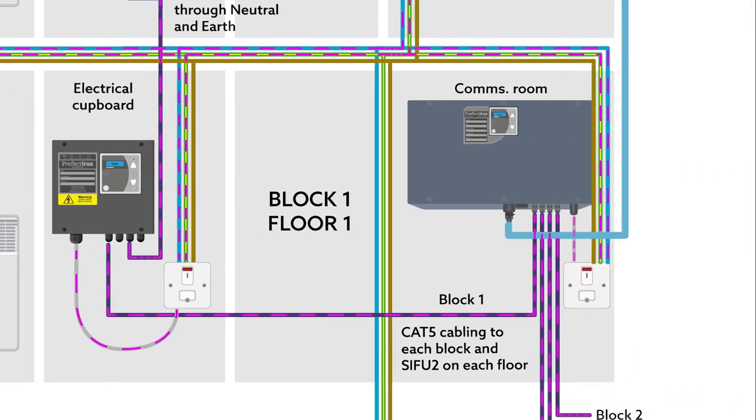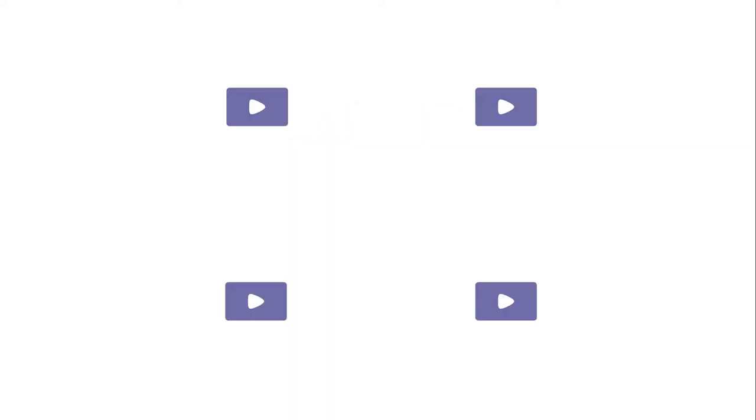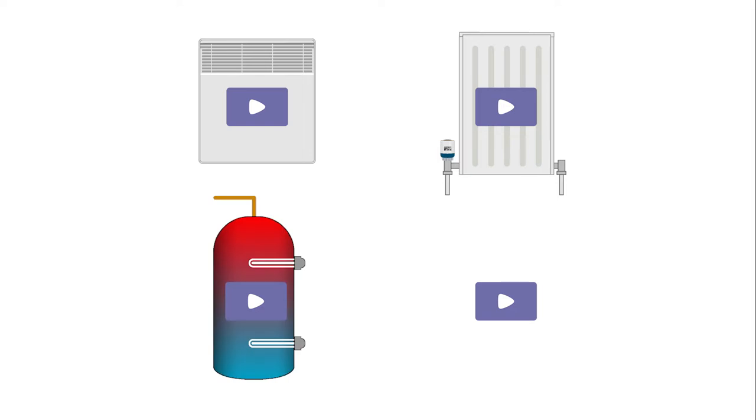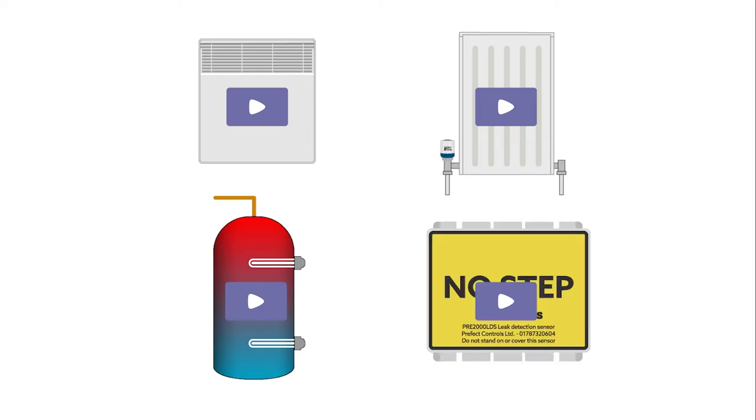the opposite direction. To ensure reliable communications throughout the system, it is essential that wiring is firmly connected at all terminals. Particular attention must be paid to the consistency of the earth line. There are separate videos explaining how to install electric heating, wet heating, hot water control, and leak detection sensors.